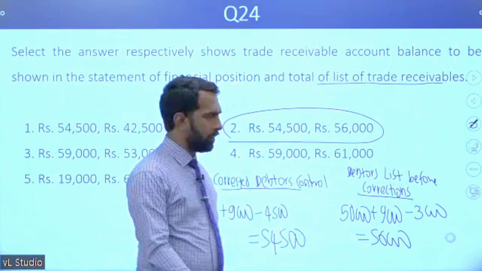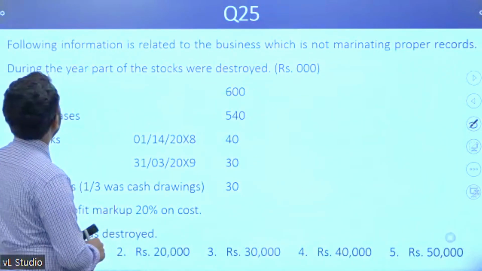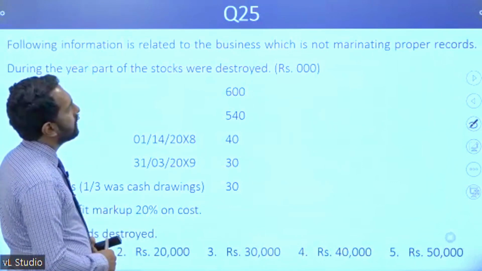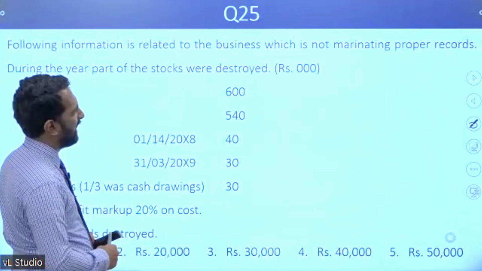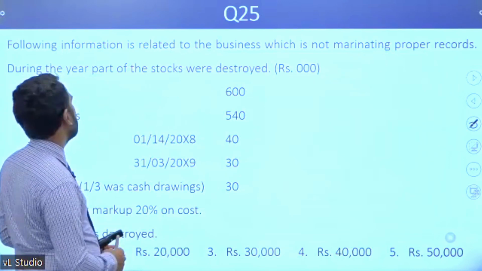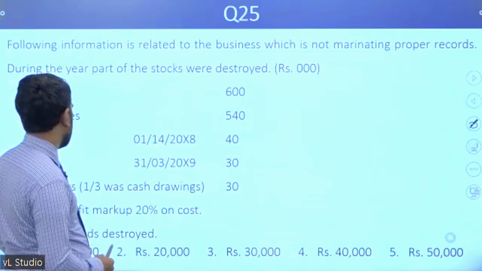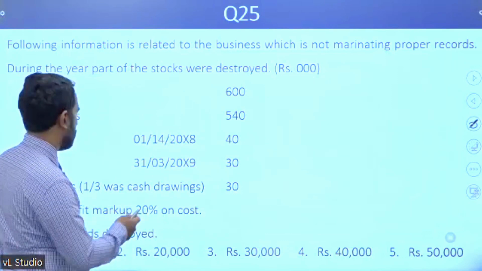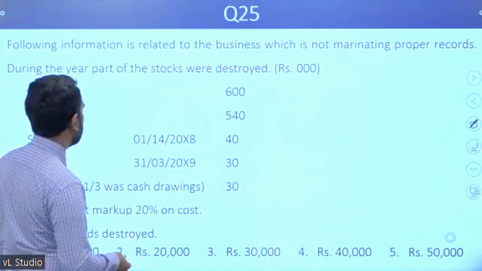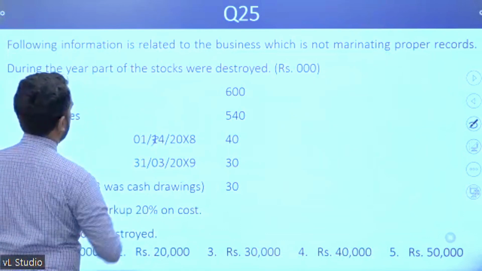Okay. So we'll move on to the last question, question number 25. The following information is related to a business which is not maintaining proper records. During the year, part of the stocks were destroyed. So we have the sales, the purchases, the opening stock, and the stocks as at 1st of April. Then we have the 31st of March balances.